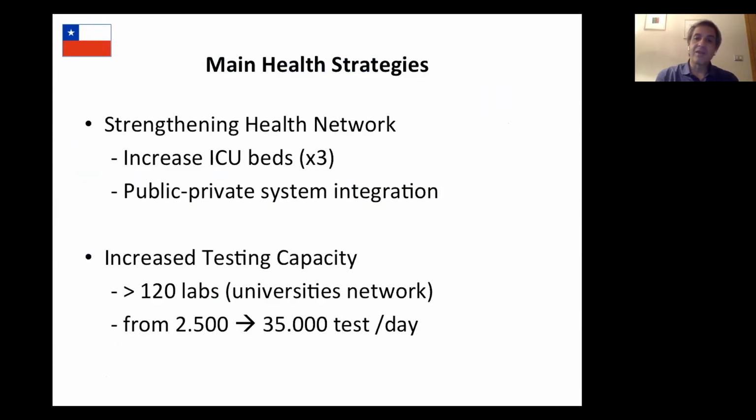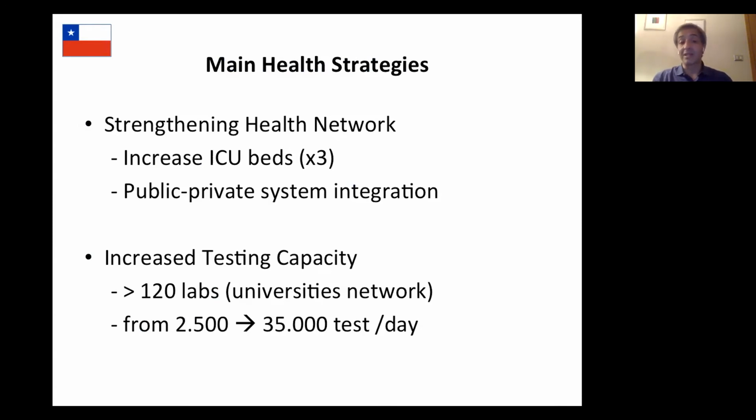The main health strategies in the country consisted of the strengthening of the health network. We had to increase the intensive care unit beds in the country by 3 or 4 times compared to the historic number of ICU beds that we used to have in our country, and the integration between the public and the private system to have a good number of beds available for the increase in the number of cases that we had in the country.